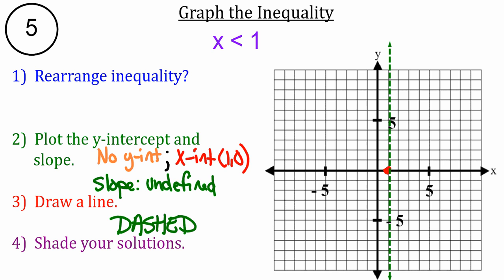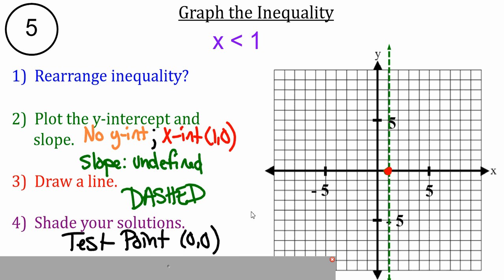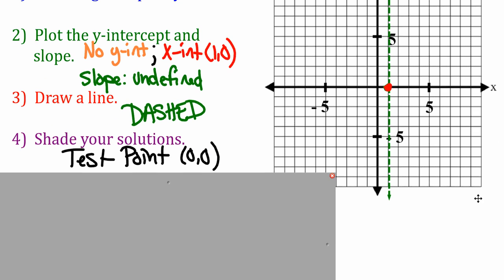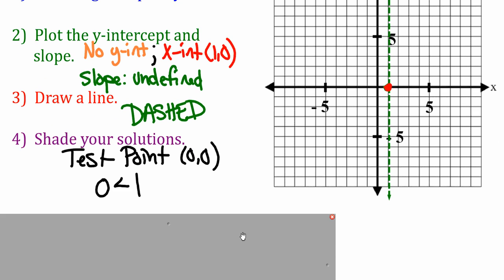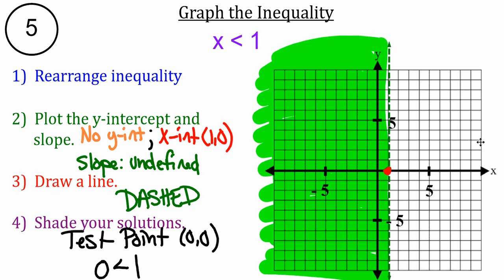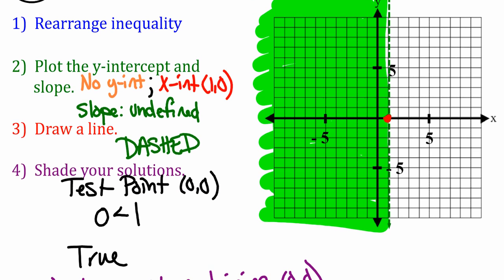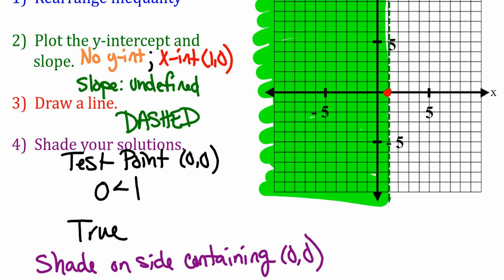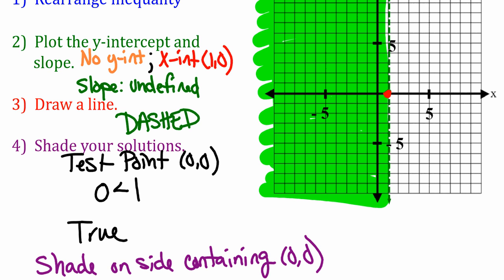To find our solutions, we have to use a test point, something that's not on the boundary line, to see whether or not it's true. And again, we could use 0, 0 as a test point and see what happens. So if we put 0 in for x, what occurs? Well, 0 is less than 1. True or false? That statement is true, so we're going to shade on the side of 0, 0, so that's to the left of our boundary line. So everything to the left of our boundary line would be a solution to our inequality.